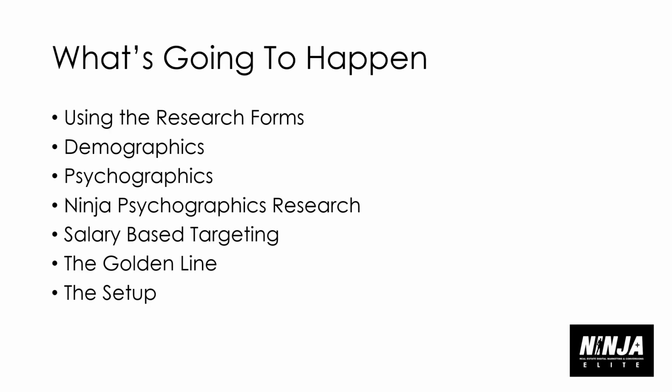Here's what we're going to talk about. First is going to be using the research forms. Next is going to be using the demographics, the psychographics, and then we're going to have our special two segments right here, which are the Ninja Psychographics research and then the salary-based targeting. Last but not the least, we're going to be talking about the golden line and finally setting this all up in the ads manager. So let's get into it.